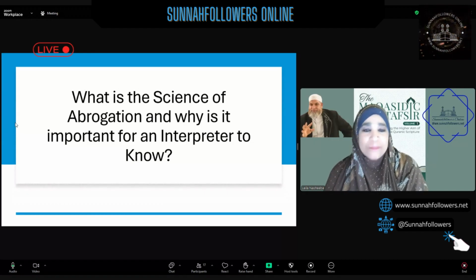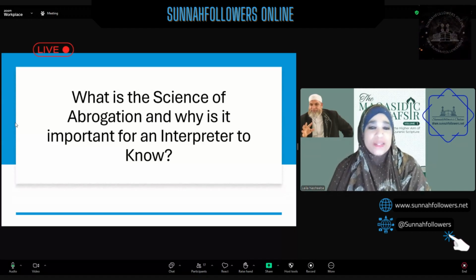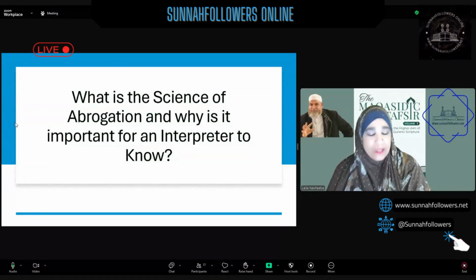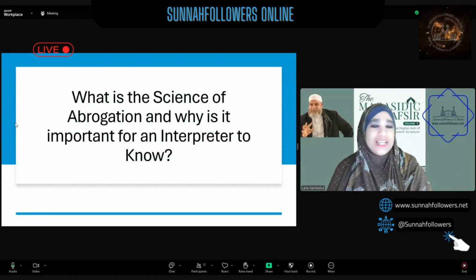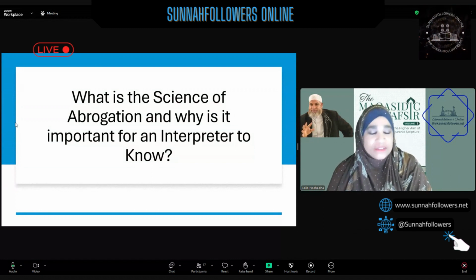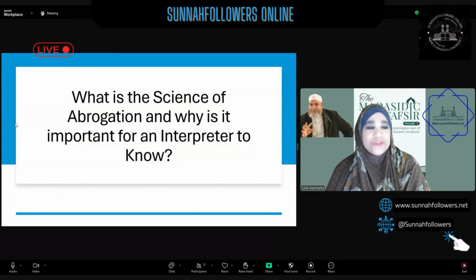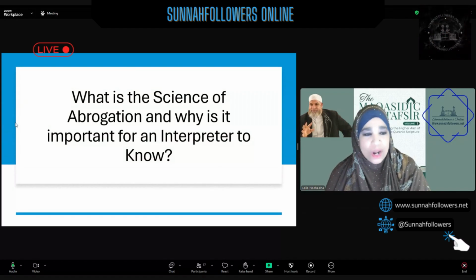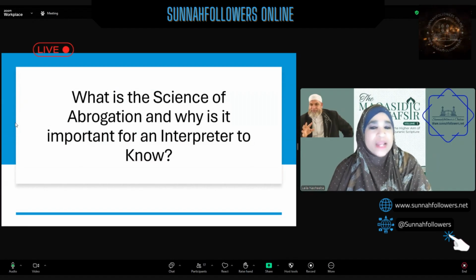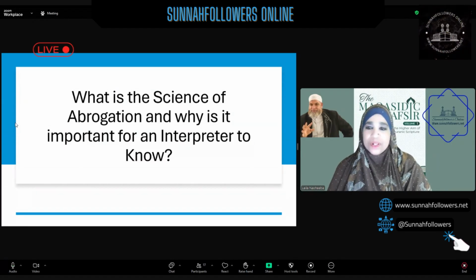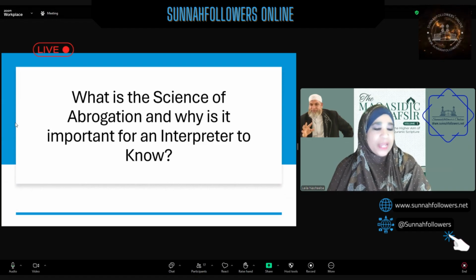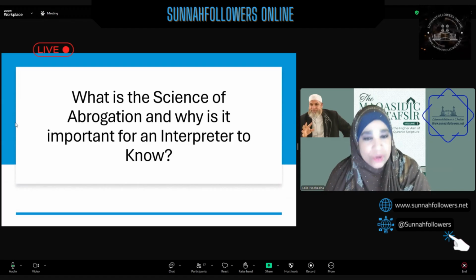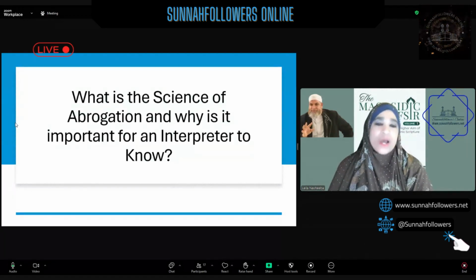The science of abrogation. These are verses of the Quran that may have been canceled out. These are commands that Allah may have imposed, but then He canceled them, or commands that Allah gave and then later, for some reason, He lifted. Or a command that's just not in effect right now because you're not in that scenario. So that's the science of abrogation. And you're going to have to know as an interpreter which verses of the Quran were abrogated, and why.